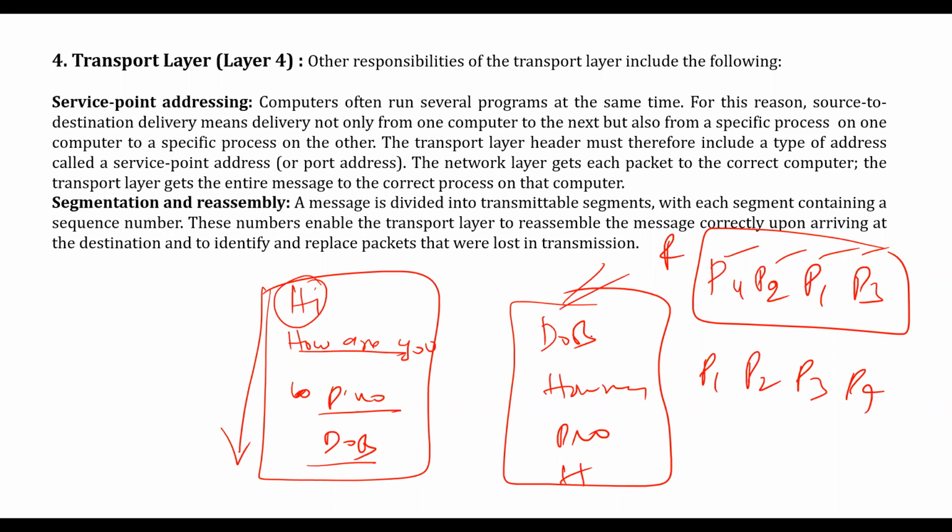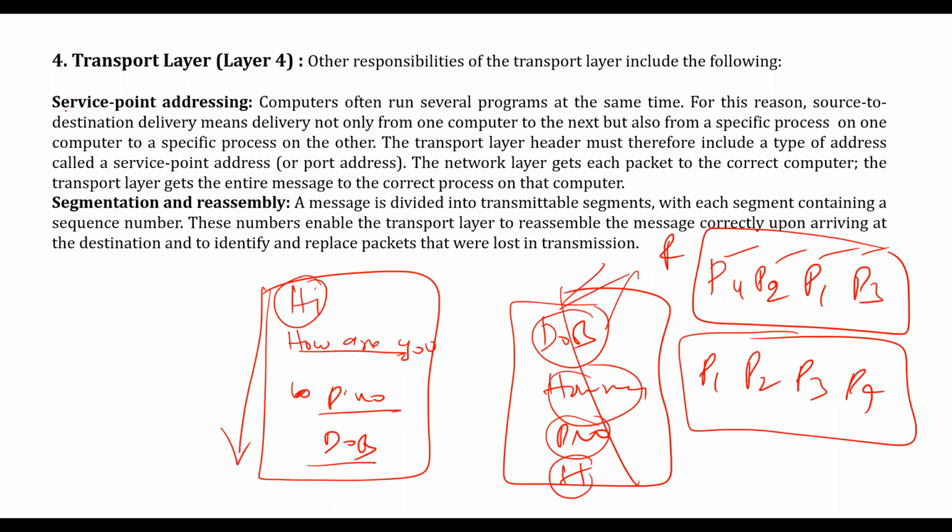But at the receiver side, first it directly asks about date of birth. Again, it is asking about how are you? Again, it asks about what is phone number. So this is not proper order. We are respecting this order. That is called segmentation and reassembly.